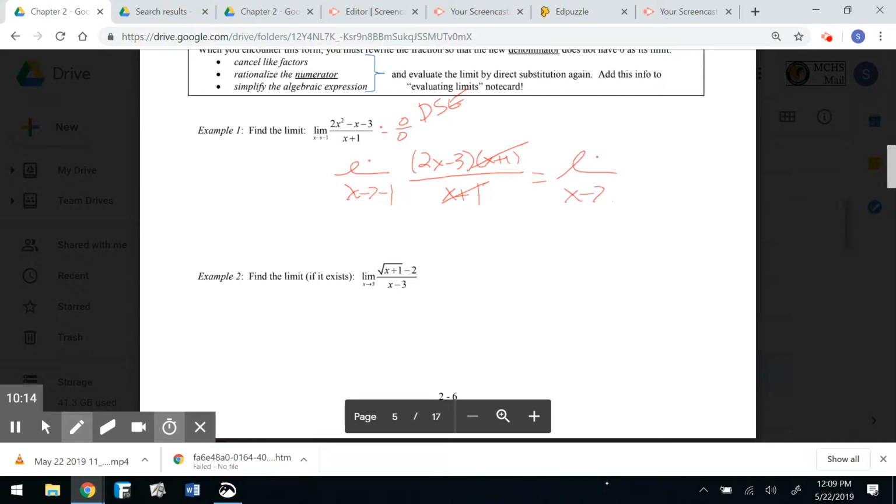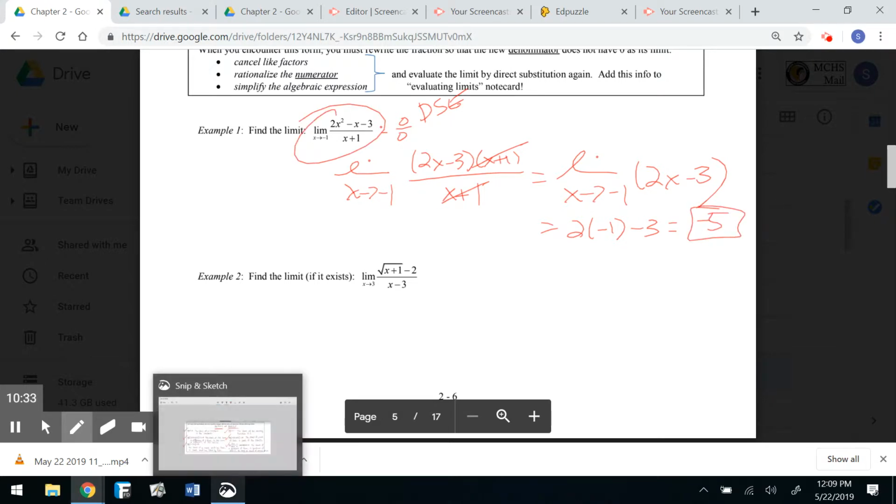And now, after I go ahead and factor and cancel some things out, we go back to step 1, which is direct sub. If I direct sub into this, I get 2 times -1 minus 3, which is -5. So the limit as x approaches -1 from the left or from the right is equal to -5. Don't believe me? Go ahead and graph it.